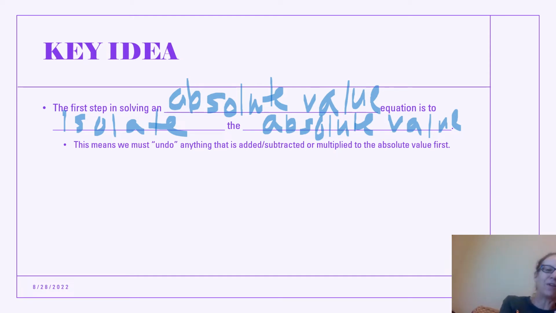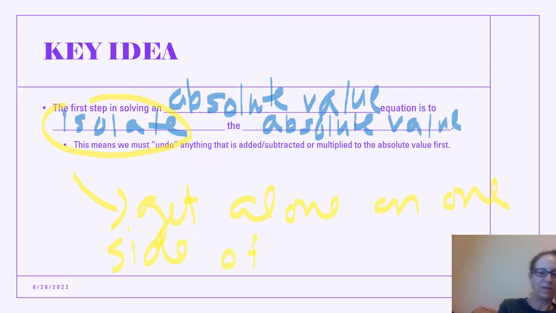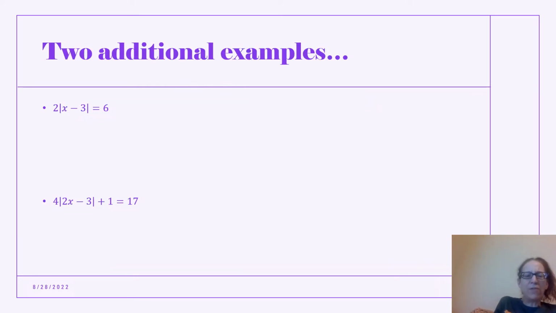And a quick clarification, isolate means get alone on one side of the equal sign. Anytime I toss out a word, if you're thinking, okay, well, that's great, the first step is to isolate something, I don't know what that looks like, I don't know what that means, always ask. All right, so let's look at a couple of additional examples.